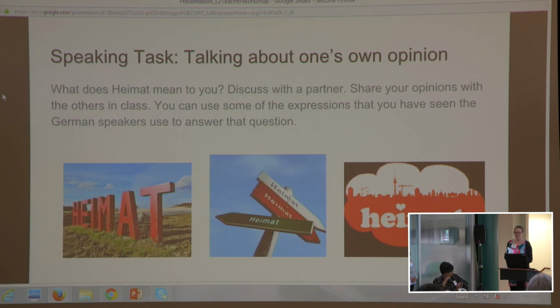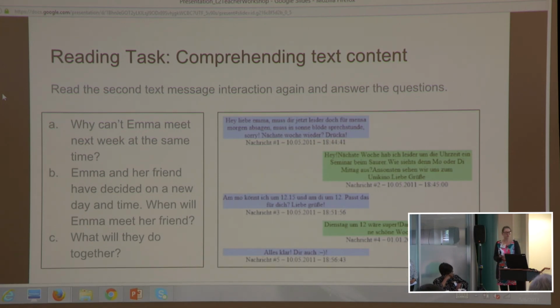Another idea is then to have students talk about the same topic among themselves. What does Heimat mean to you? Okay. Discuss this with the partner, share your opinions with the others in class. And of course here the idea is, just use some expressions that you've seen the German speakers use when they answered that question. Okay, so you have them use those expressions. Just another idea. Remember I was talking about the text messages too, so that was again from another lesson, but again comprehending text content. Here very simple, just read the text messages, again answer the questions.